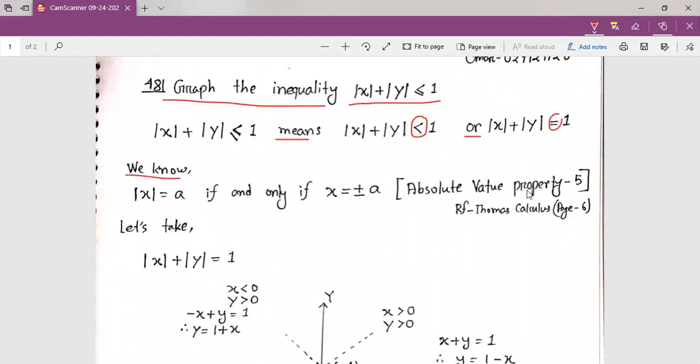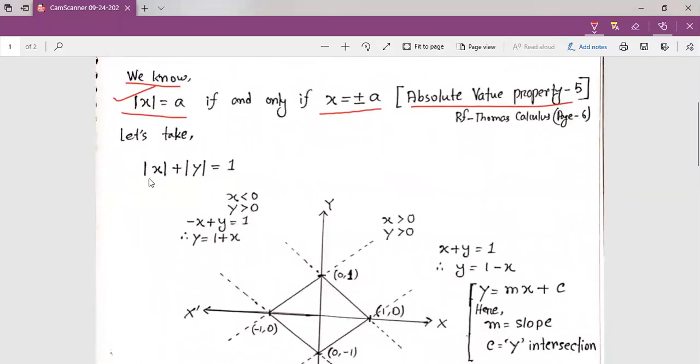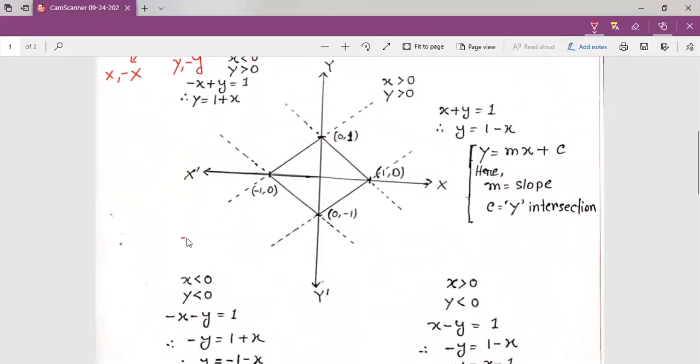So we know from absolute value property number 5 that modulus x is equal to a if and only if x is equal to plus minus a. So let's take this equation and graph it. This property means we can take two values for modulus x, plus x and minus x, and for modulus y we can take plus y and minus y. So we have four coordinates here: first, second, third, and fourth, right?